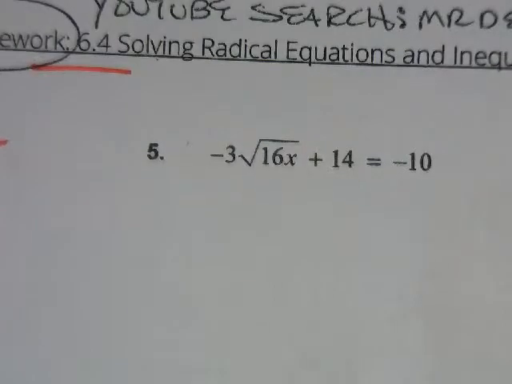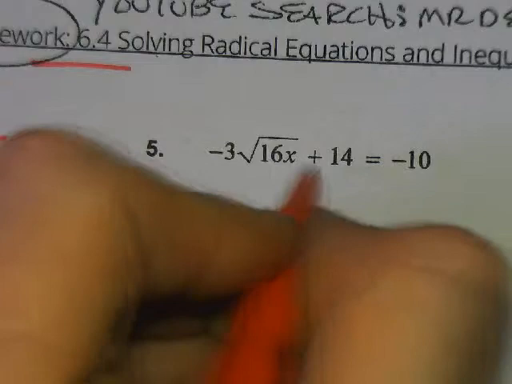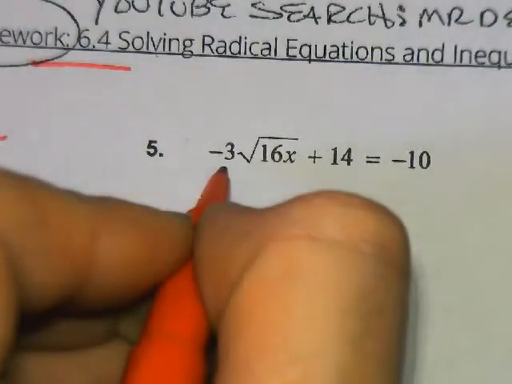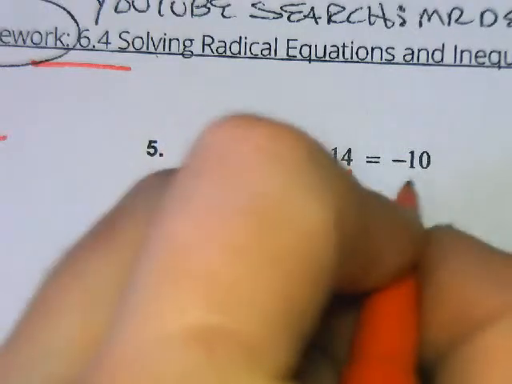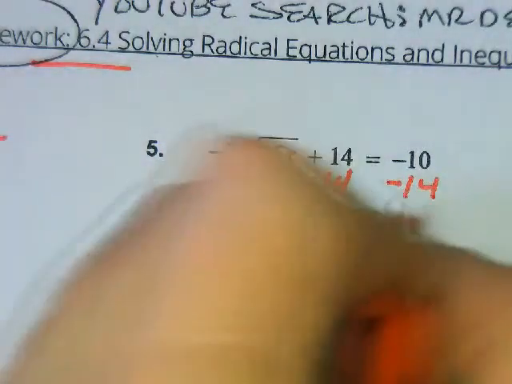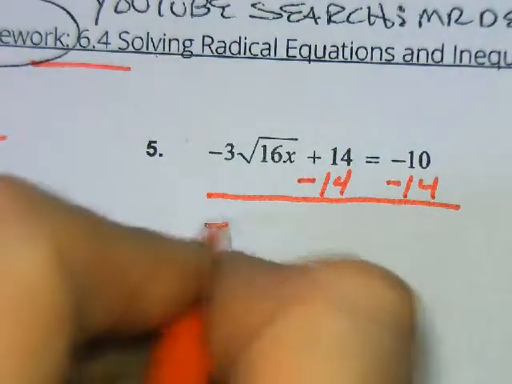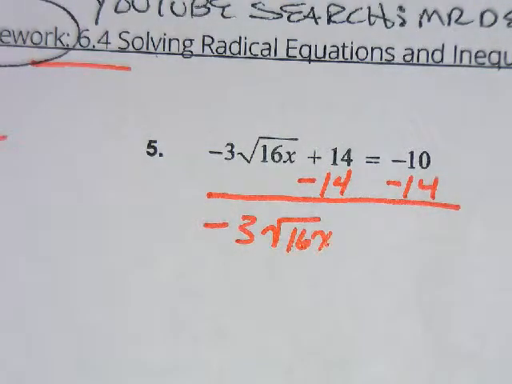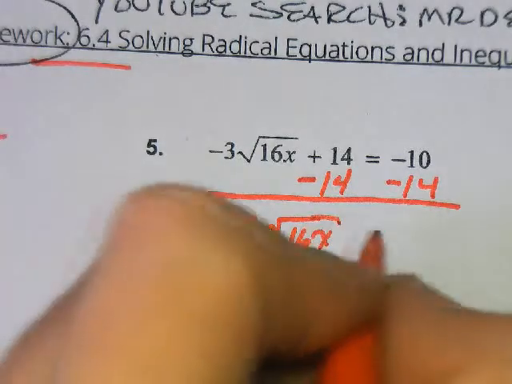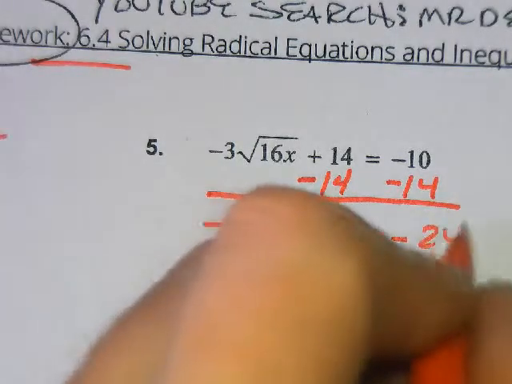Let's move on to number 5. The difference here is that we have this plus 14 and then a negative 3 on the outside. That changes things. We have to deal with that first so that we can isolate this. It's going to be negative 3 square root of 16x, and that equals negative 24.